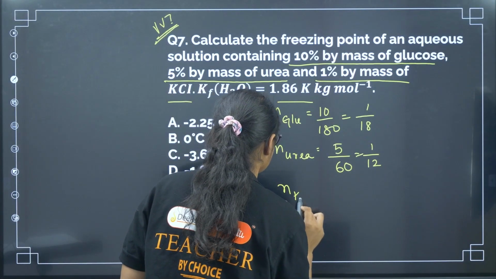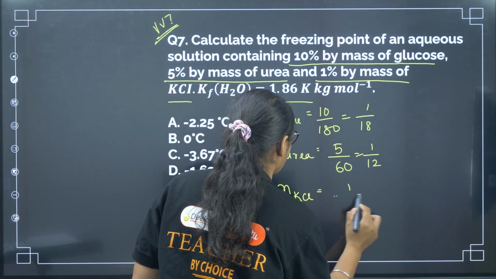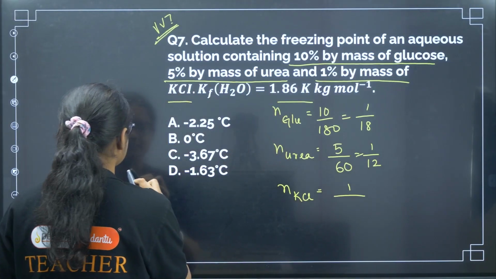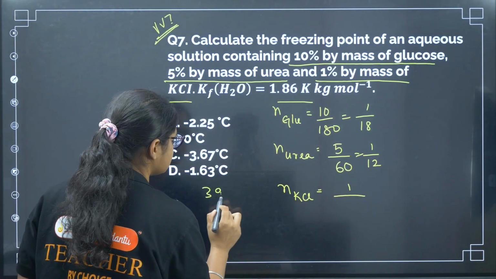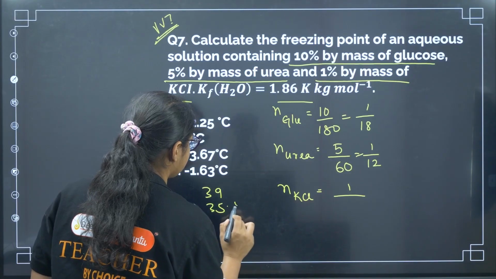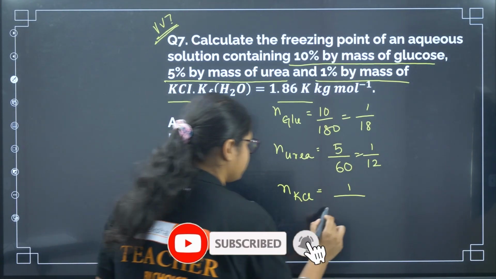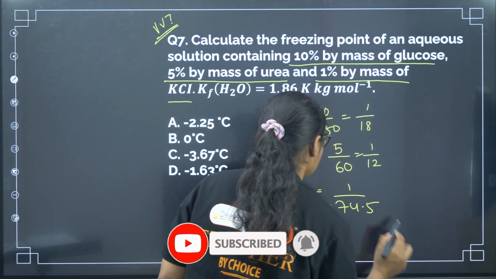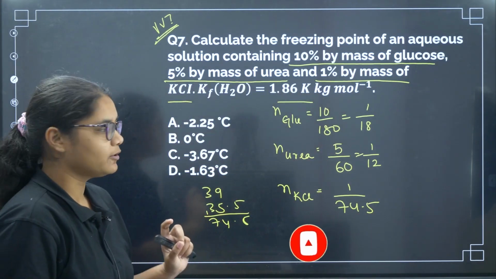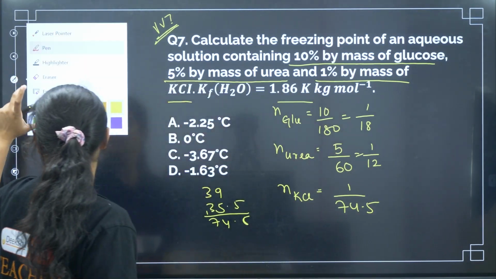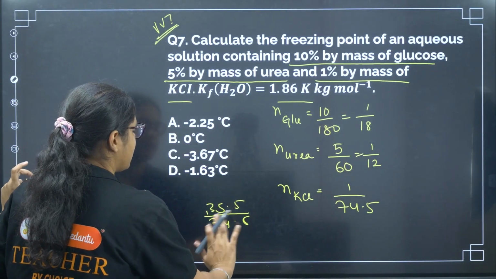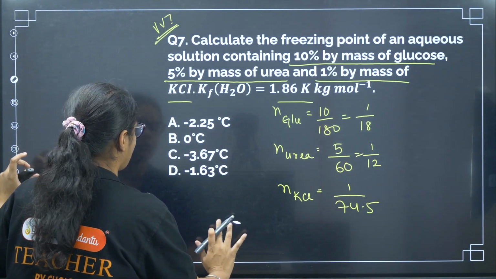So number of moles of KCl will be 1 by the molar mass of KCl. How much is that? Potassium is 39 and this is 35.5, so we have 74.5. So these are the number of moles for each of the solutes that are added. So we have the number of moles for all of them.